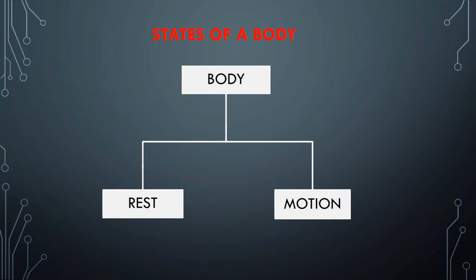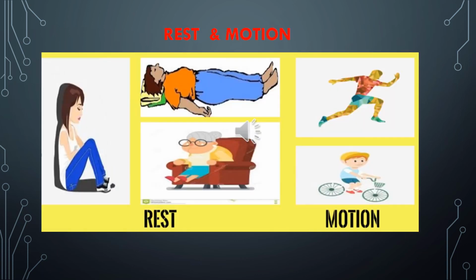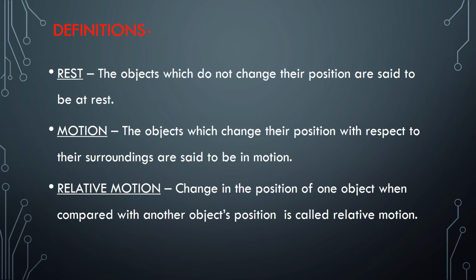Now let us understand motion and rest on scientific basis. This slide shows you a few examples of moving bodies or some stationary bodies. Now let us first find out what do we actually mean by rest or motion. In fact, if the objects do not change their position with respect to time and surroundings, they are said to be at rest, and if they are continuously changing their position with respect to time and surroundings, they are said to be in motion. But every time we require a reference point. That reference point should be a stationary object.